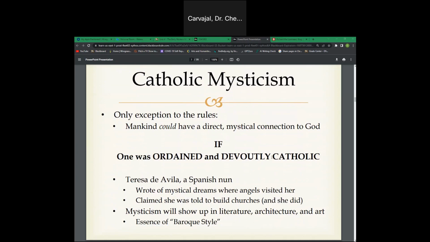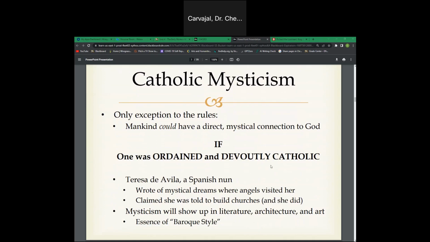Only by converting to Catholicism and then becoming a nun or a priest could you do this. But they had examples, thank goodness. And they really made a lot of Teresa de Avila. And that just means Teresa from Avila, Spain.